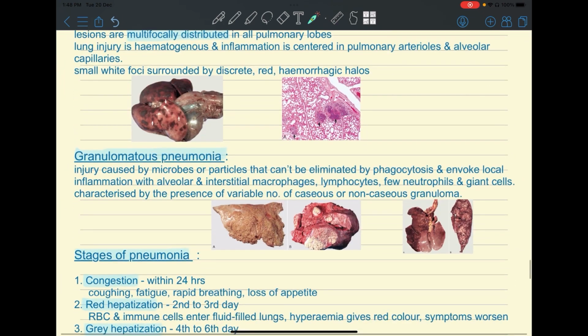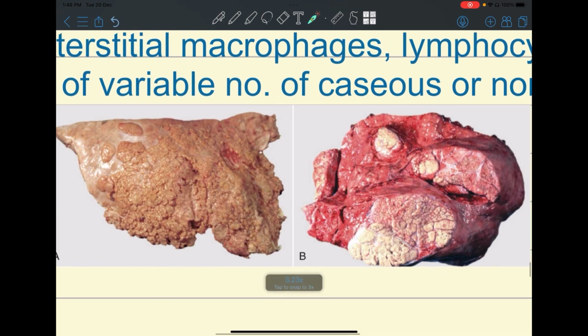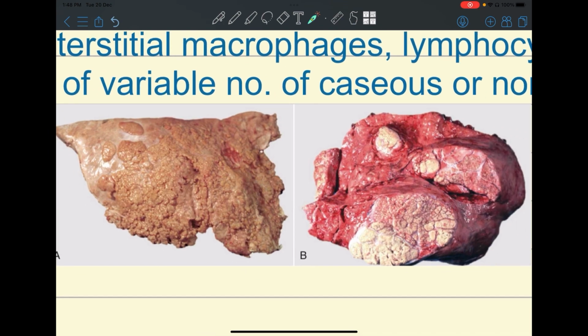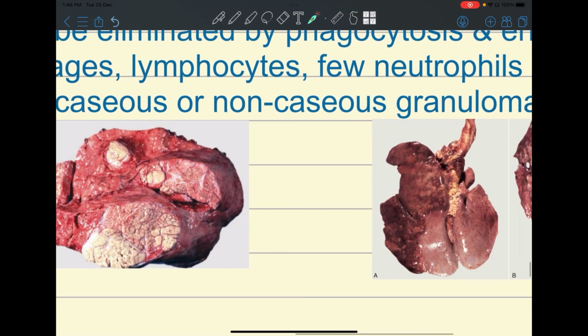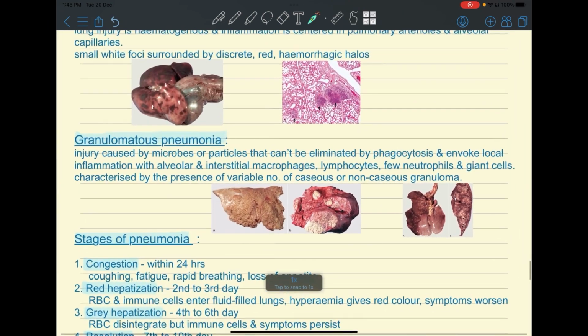Now, the fourth type is granulomatous pneumonia. It is usually chronic because it is granulomatous inflammation. So when the injury is caused by a pathogen or some foreign body that cannot be eliminated by phagocytosis, the inflammation will become chronic, right? And then we will have granuloma formation. So this is called granulomatous pneumonia, and it is commonly seen in pulmonary TB, tuberculosis. So these are some photos of granulomatous pneumonia.